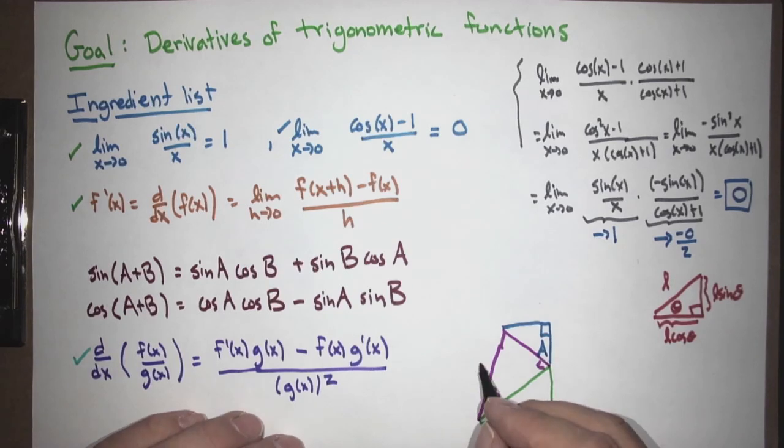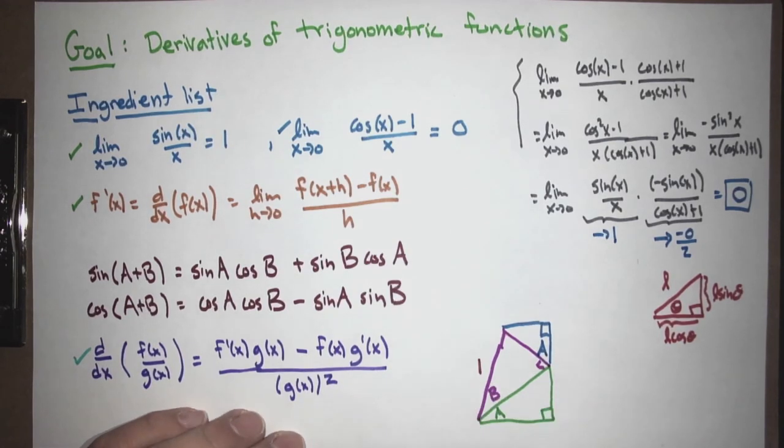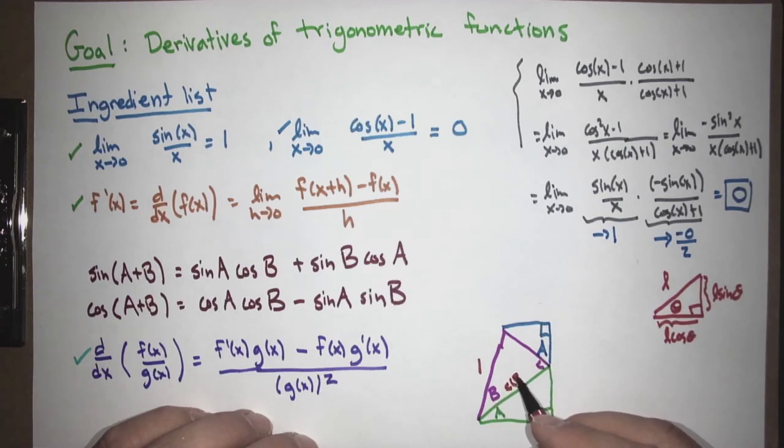So let's make this length 1. Because I haven't put any lengths in. What is this length? Hypotenuse is 1. Angle is B. This would be cosine of B. So I'll write that as C of B, just because I'm short on space. What's this length? S of B.